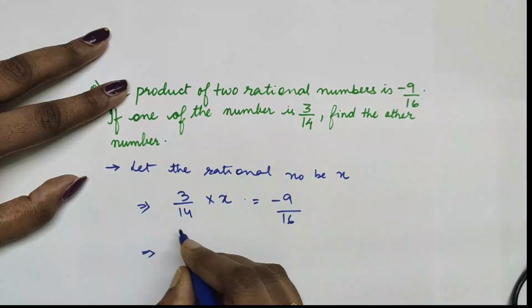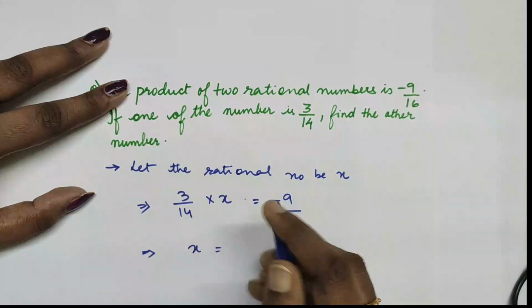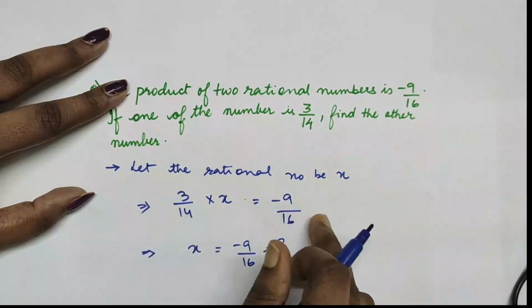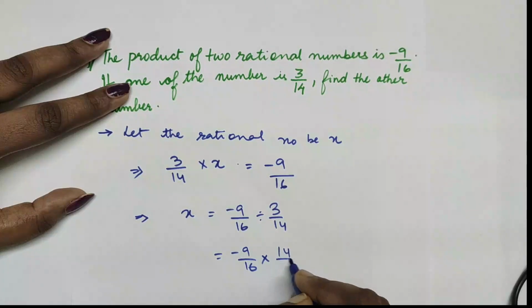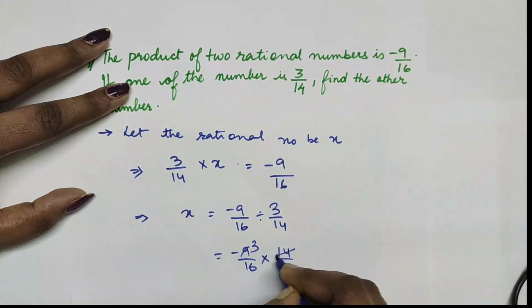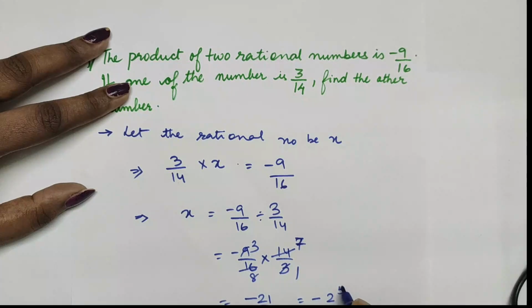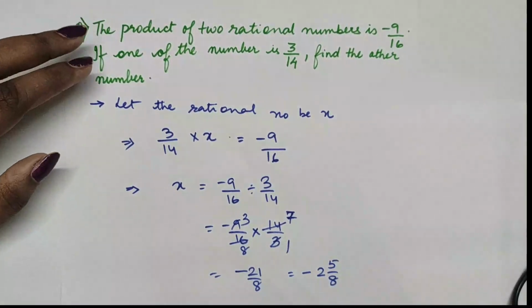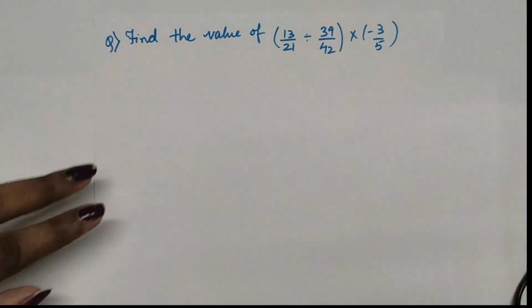You know that it is multiplied. So when I take this 3 by 14 to the other side, it will become division. Now you know that it will change into multiplication, and 14 by 3. 3 ones are 3 threes are, 7 twos are 14, 2 sevens are, 2 eights are, that is minus 21 by 8 or minus 2 5 by 8, converting it by division. So like these questions.